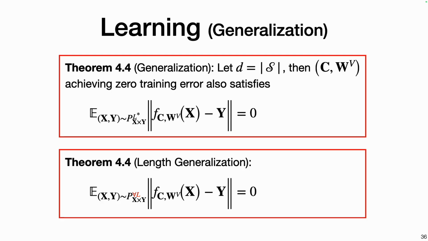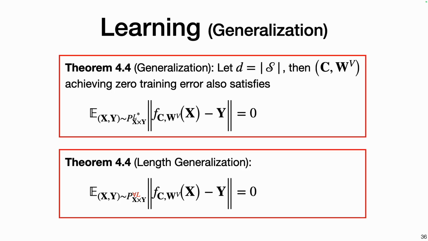On top of that, we have length generalization. Remember, in our training data, all of our samples were from a distribution with a specific tuple length L star. So although the training samples have the same number of entities in them, it is guaranteed that the parameters we get from training generalize to different sequence lengths too.